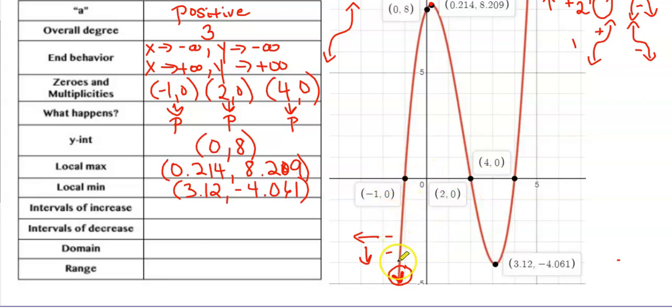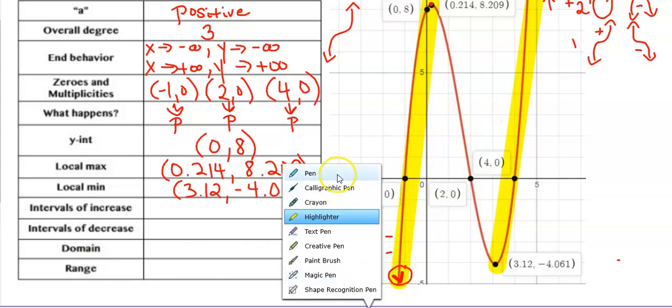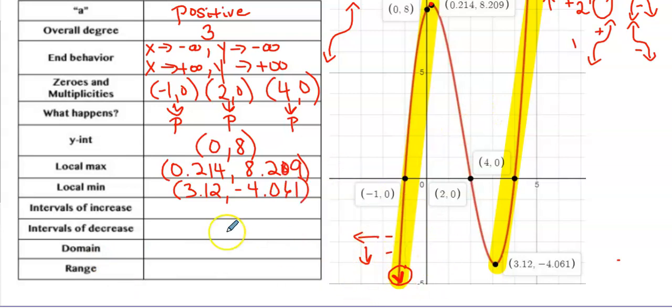There are 2 intervals of increase on this one. Going from left to right, I'm going uphill from here to here. And then going from left to right again, this is downhill. So that's decrease. This is uphill, increase. Let's talk about what those intervals are.